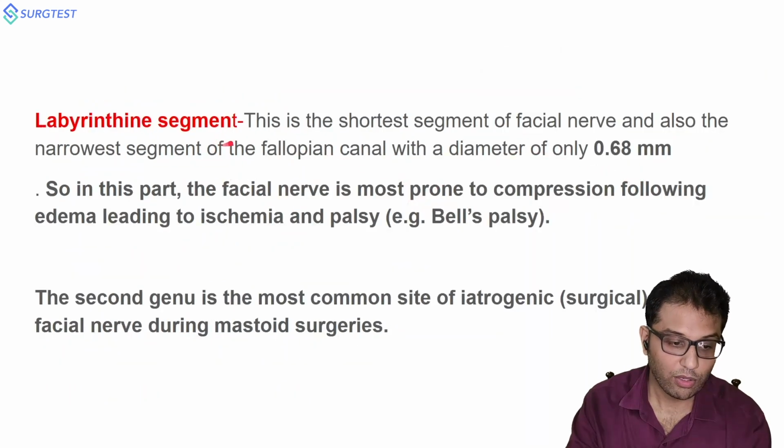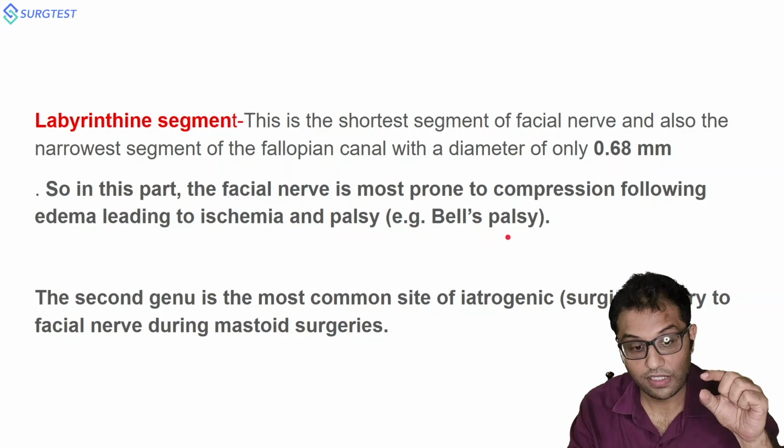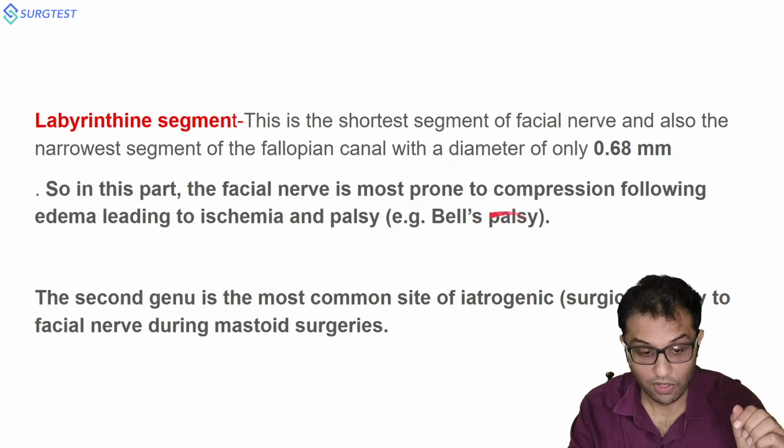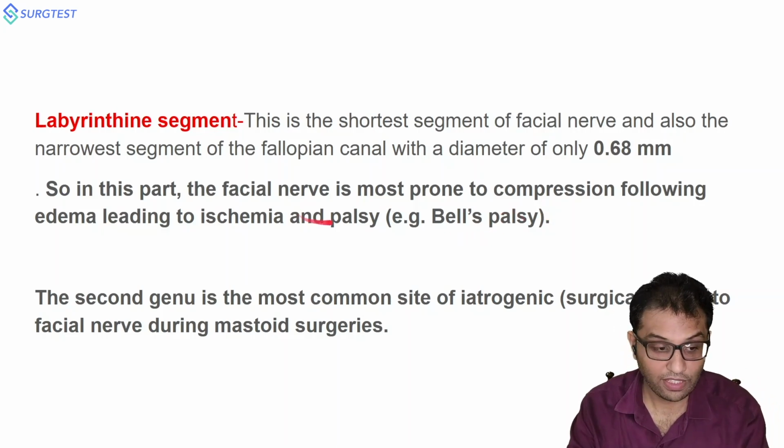Now, coming to the labyrinthine segment, as I already told, it is the shortest segment of the facial nerve and also the narrowest segment of the fallopian canal, with a diameter of only 0.68 mm. So in this part, the facial nerve is most prone to inflammatory injury. Suppose there occurs a Bell's palsy, that is, a herpes virus infection in the facial nerve. The facial nerve will get edematous and it is prone to compression because it is the narrowest part of the fallopian canal which contains the facial nerve. So Bell's palsy usually affects the labyrinthine segment and can lead to ischemia and palsy.